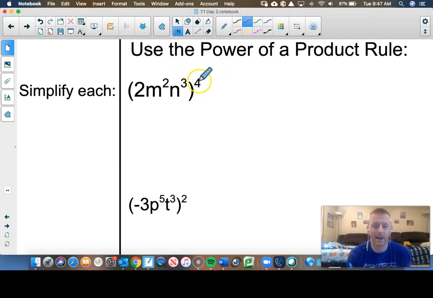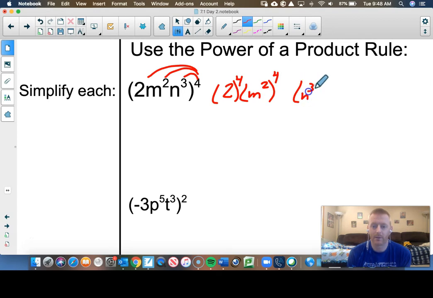All right, next step, we're going to utilize this rule a little bit more. Again, I'm going to call it to distribute. It's kind of like that. So each piece gets to the 4th power. We're going to have 2 to the 4th, and m to the 2nd to the 4th, and n to the 3rd to the 4th. So we just have to execute all of that math.